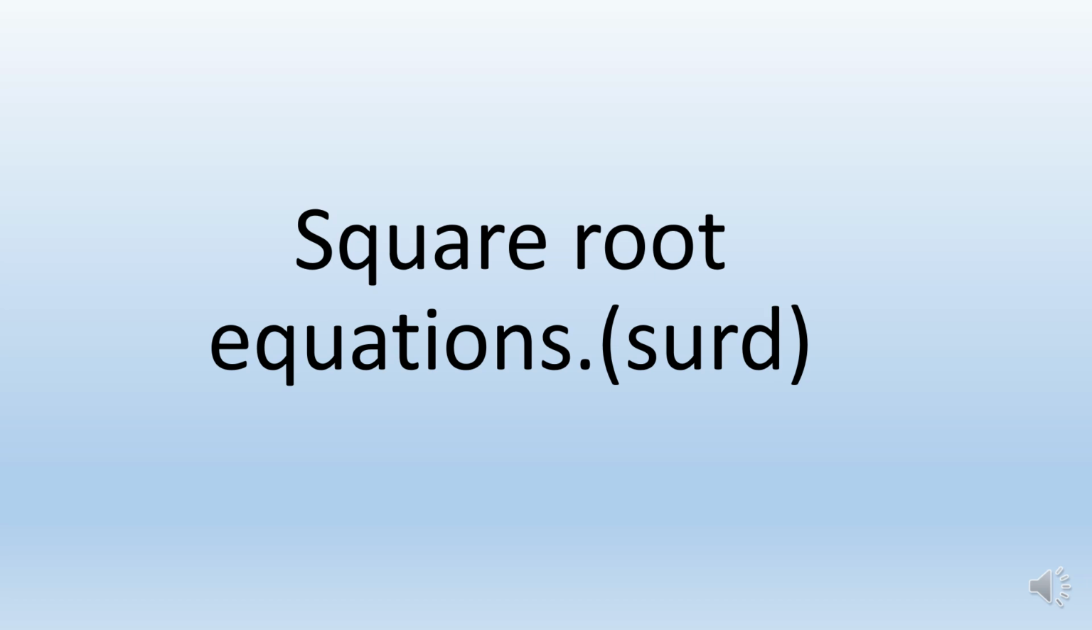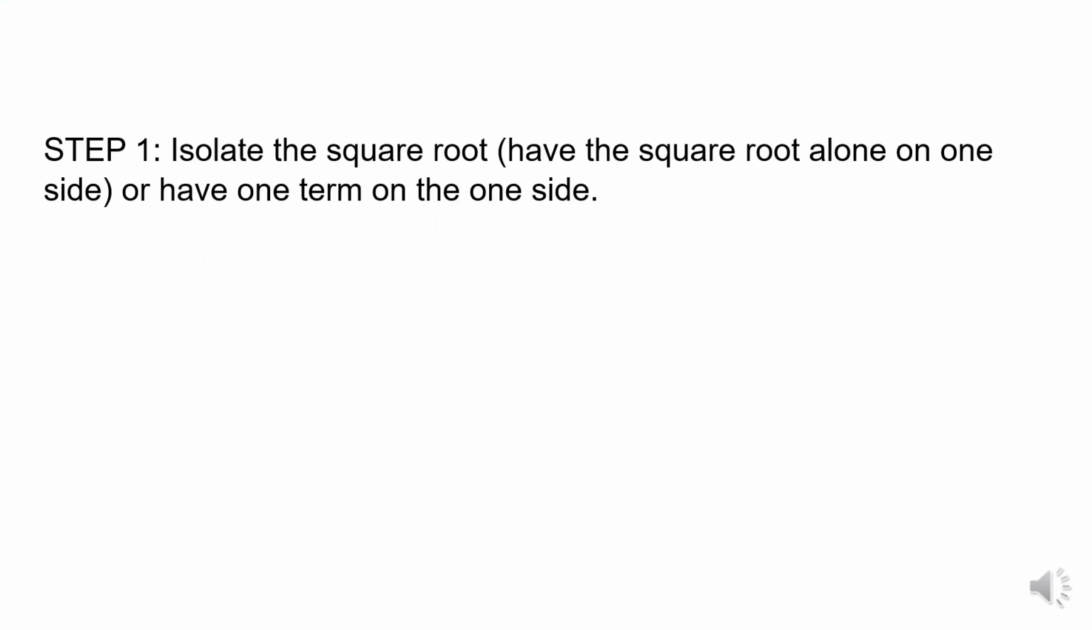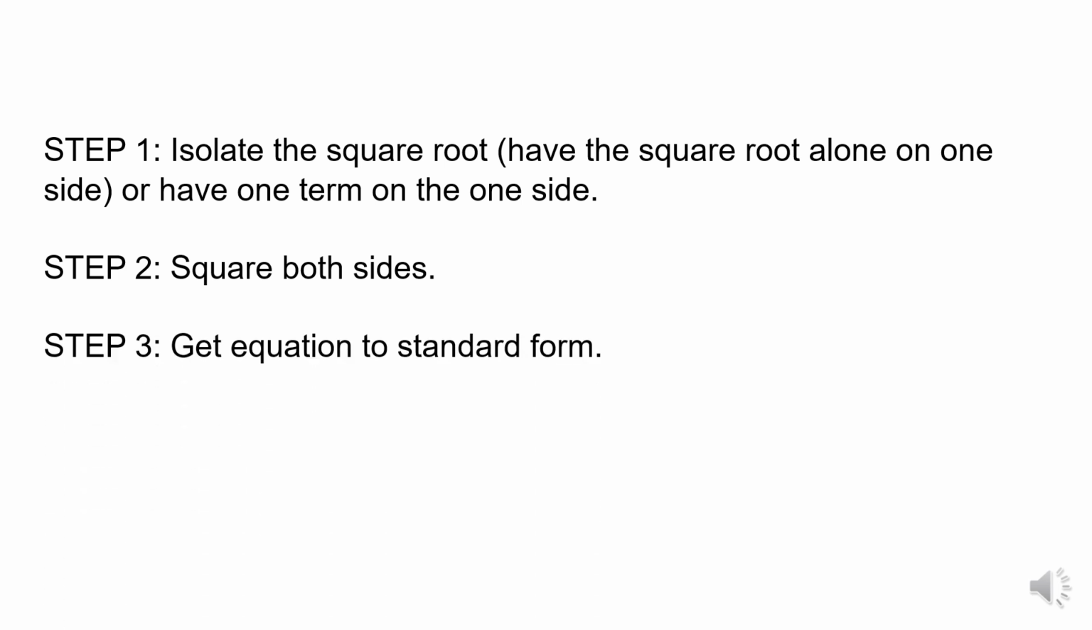Square root equations, also referred to as surds. Step 1. Isolate the square root. Have the square root alone on one side or have one term on the one side. Step 2. Square both sides. Step 3. Get equation to standard form. Step 4. Solve for x.